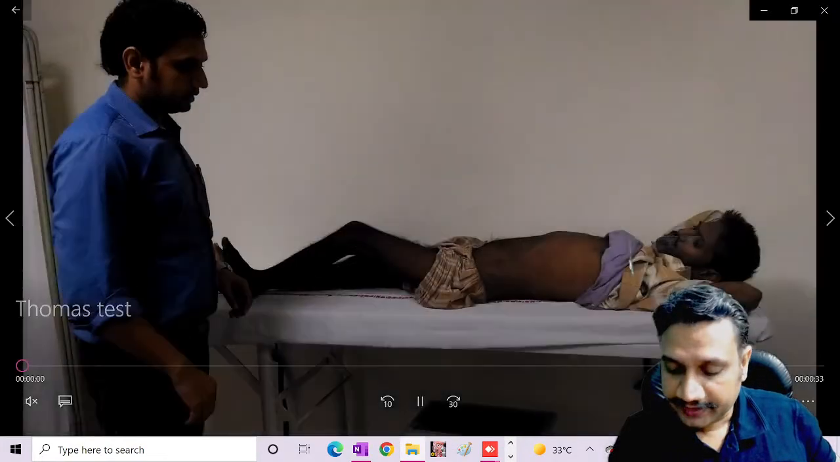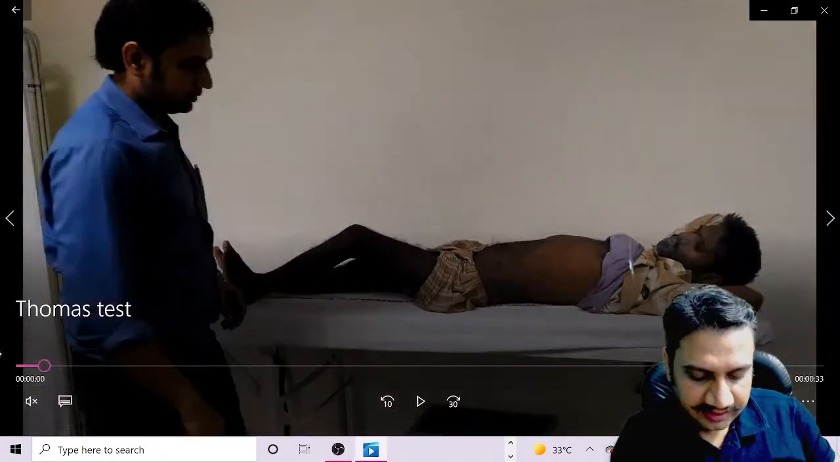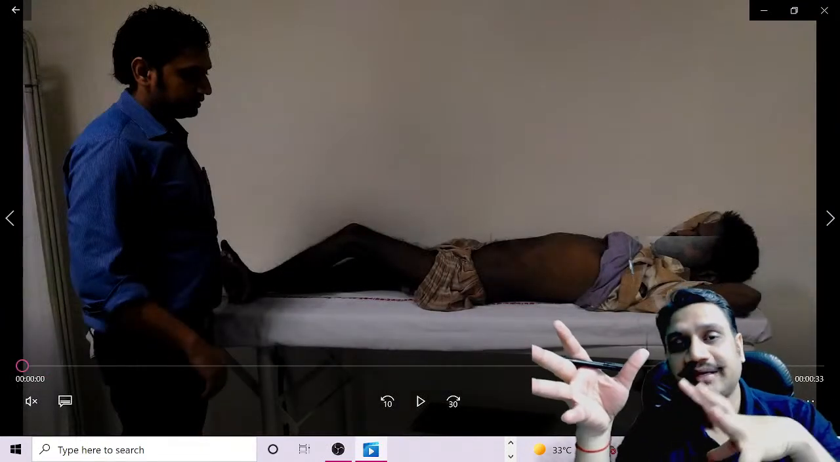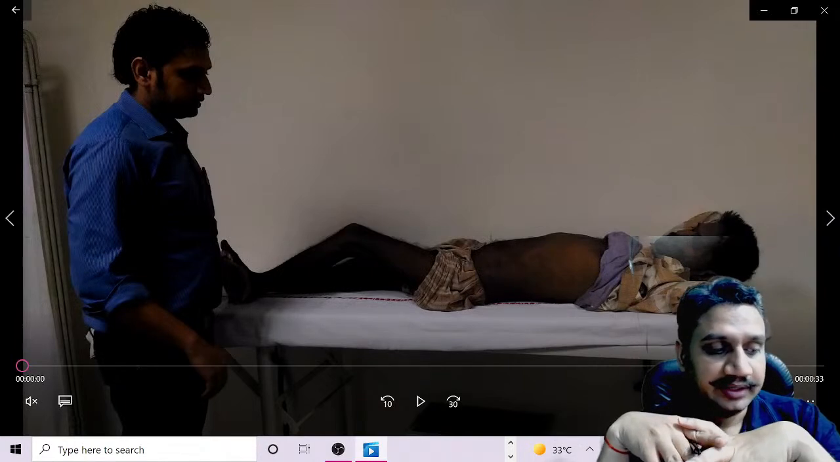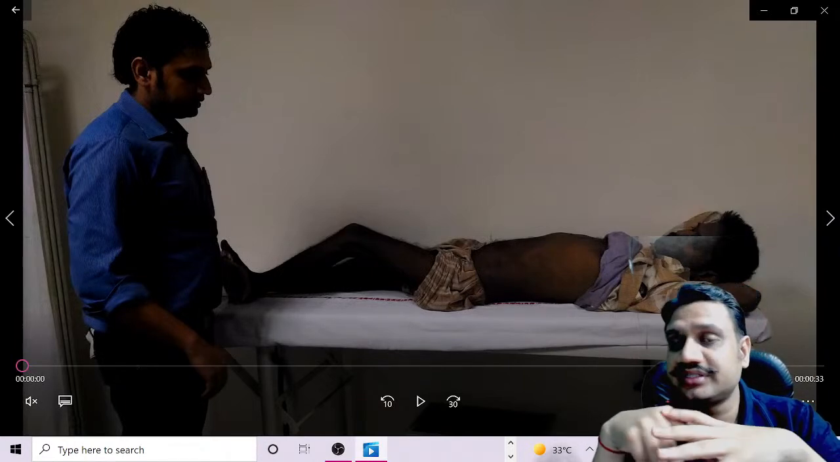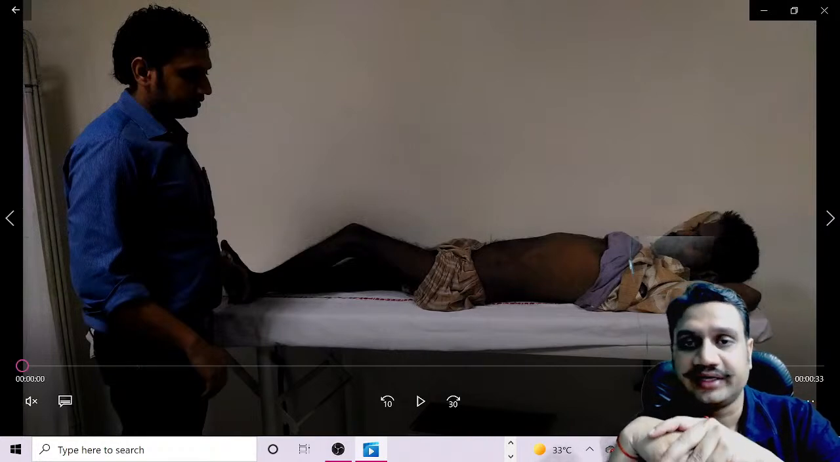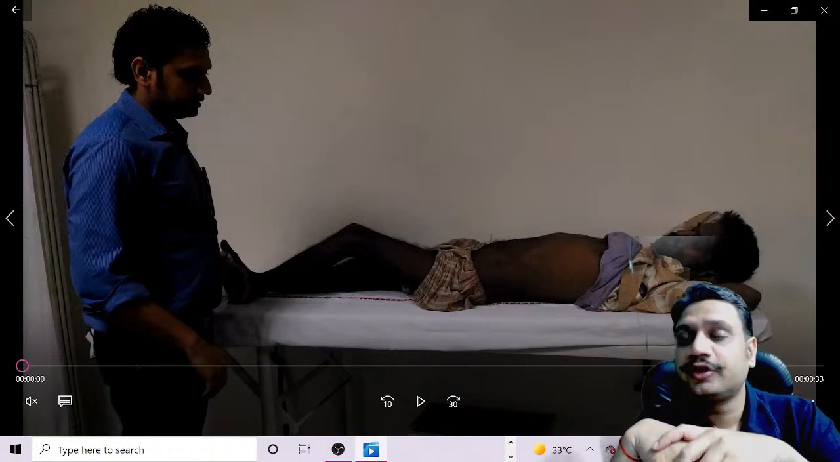The Thomas test is done, as I said, for the fixed flexion deformity of the hip. So fixed flexion deformity, what does that mean? That from a fixed attitude, the patient can further flex the hip, but he cannot extend the hip. For example, the patient that you're seeing right now on the screen had tuberculosis of the hip joint. He was a very old patient of mine.